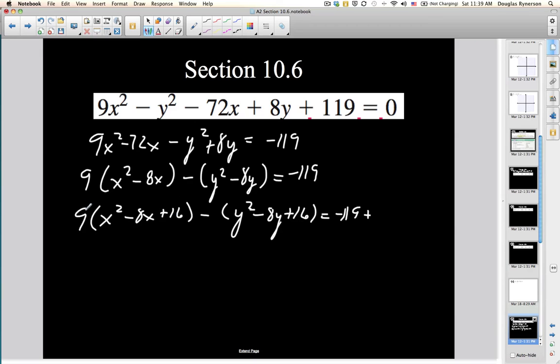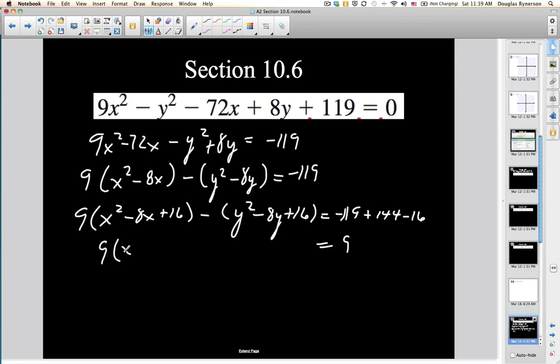Now, I added in 16 here, but it's being multiplied times 9. So actually I'm adding in 9 times 16, which is 144. And here I'm adding in 16, but it's being multiplied by negative 1, so I'm actually adding in minus 16. Right? When I combine all of these terms on this side, negative 119 and minus 16 becomes negative 135, plus 144 is 9.